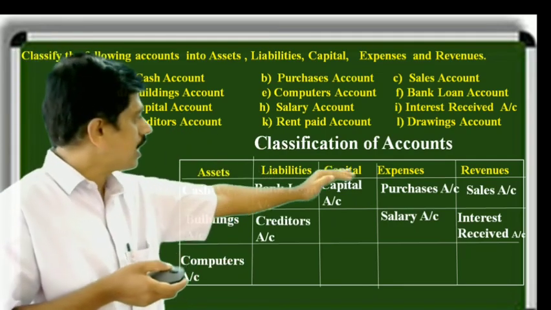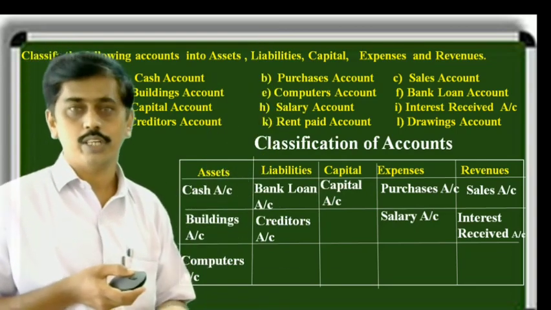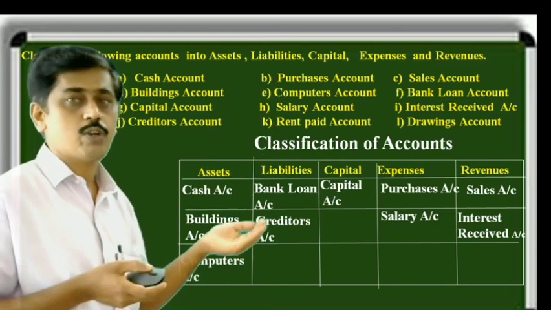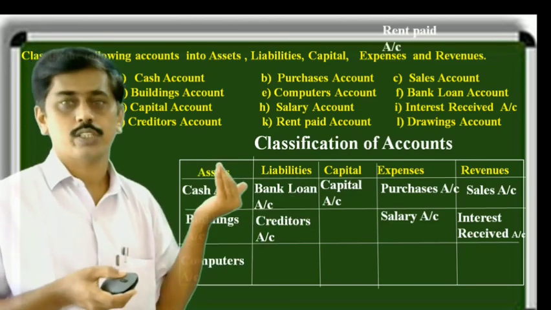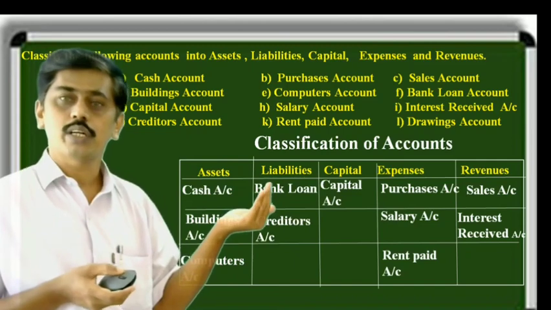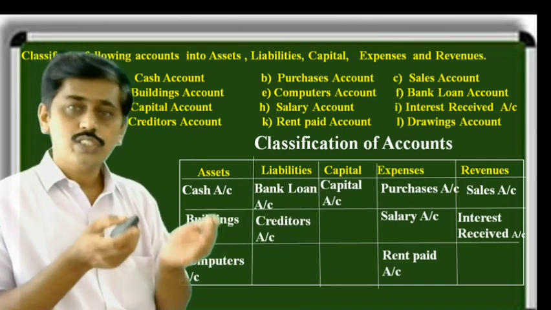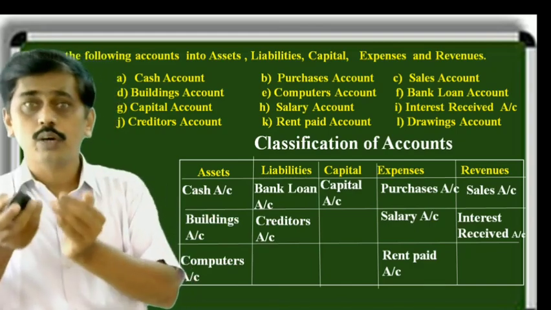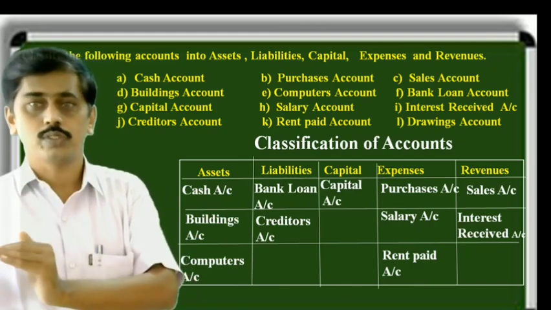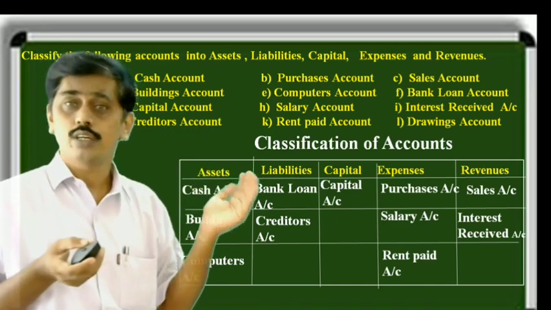Creditors account is obviously the liabilities account. So write it under the head liabilities. Creditors account under the head liabilities. Then rent paid account, obviously you know the expenses account. Rent paid account, expenses account. And last one, drawings account. Drawings means amount withdrawn by the owner for his personal use. Amount withdrawn by the owner for his personal use is called drawings.